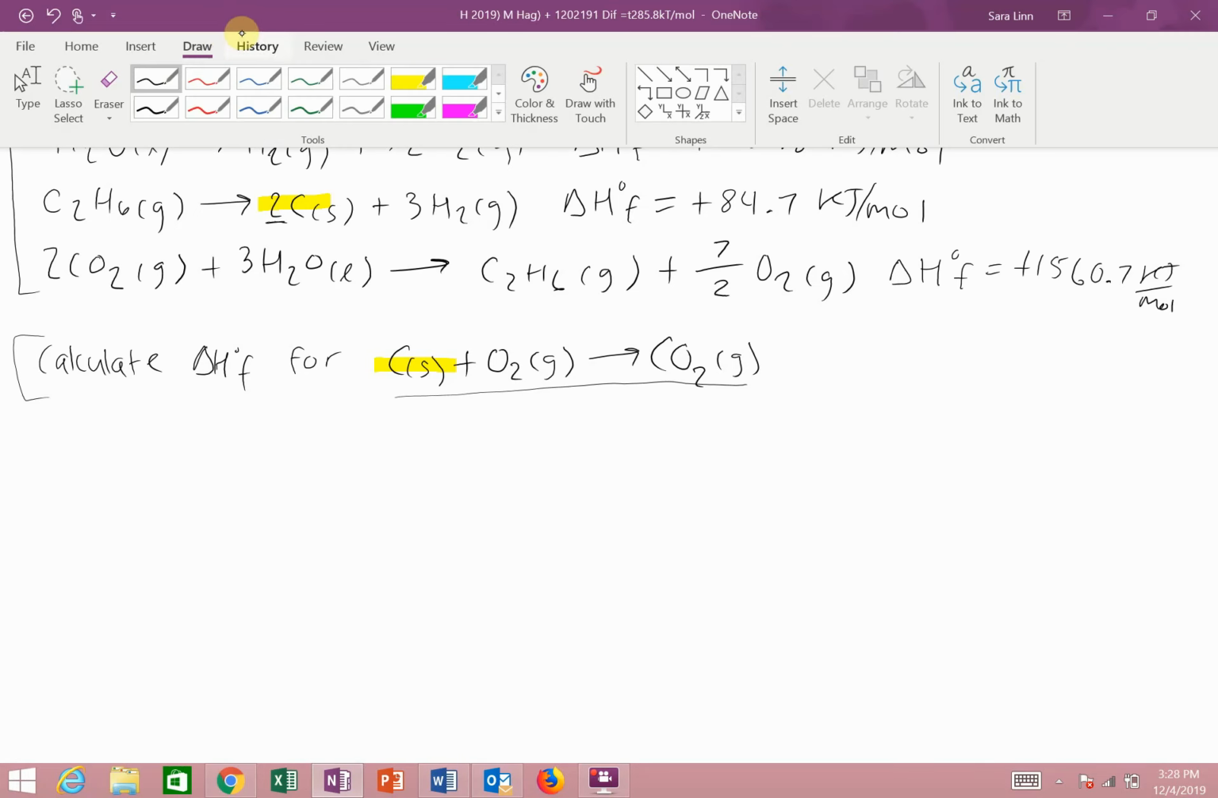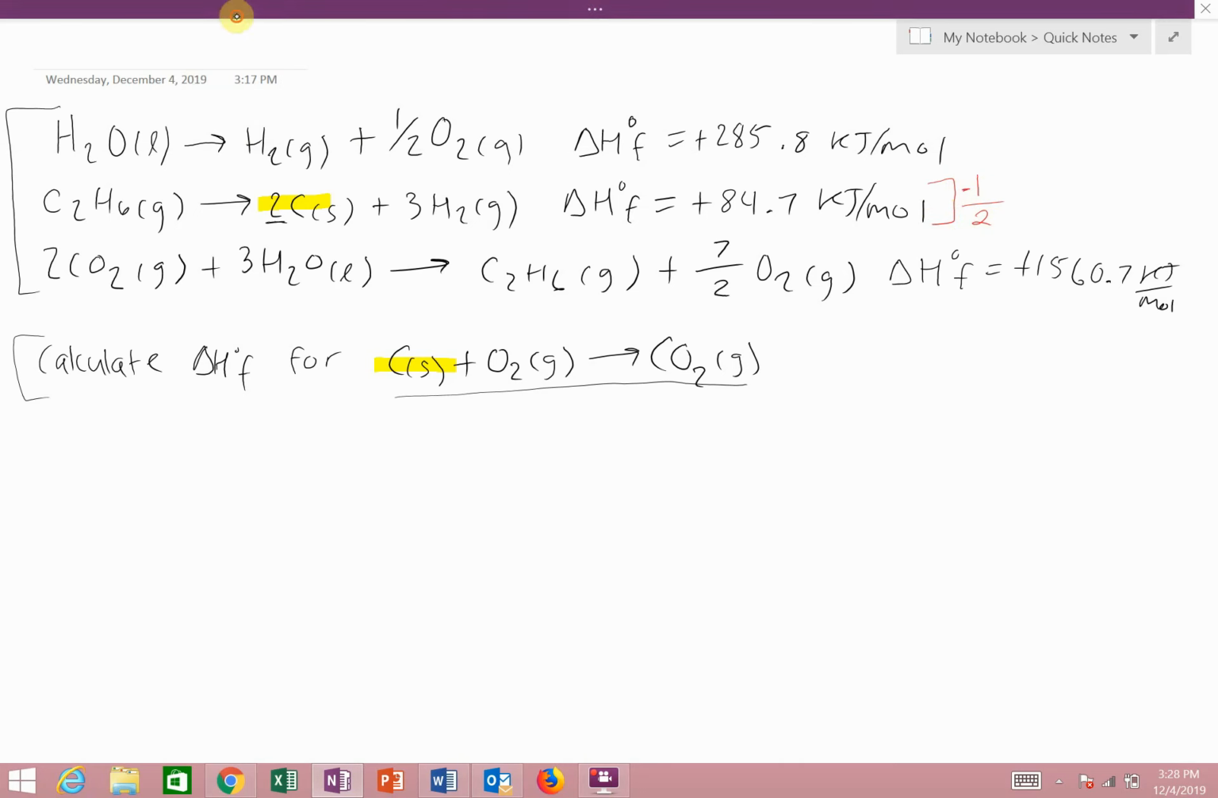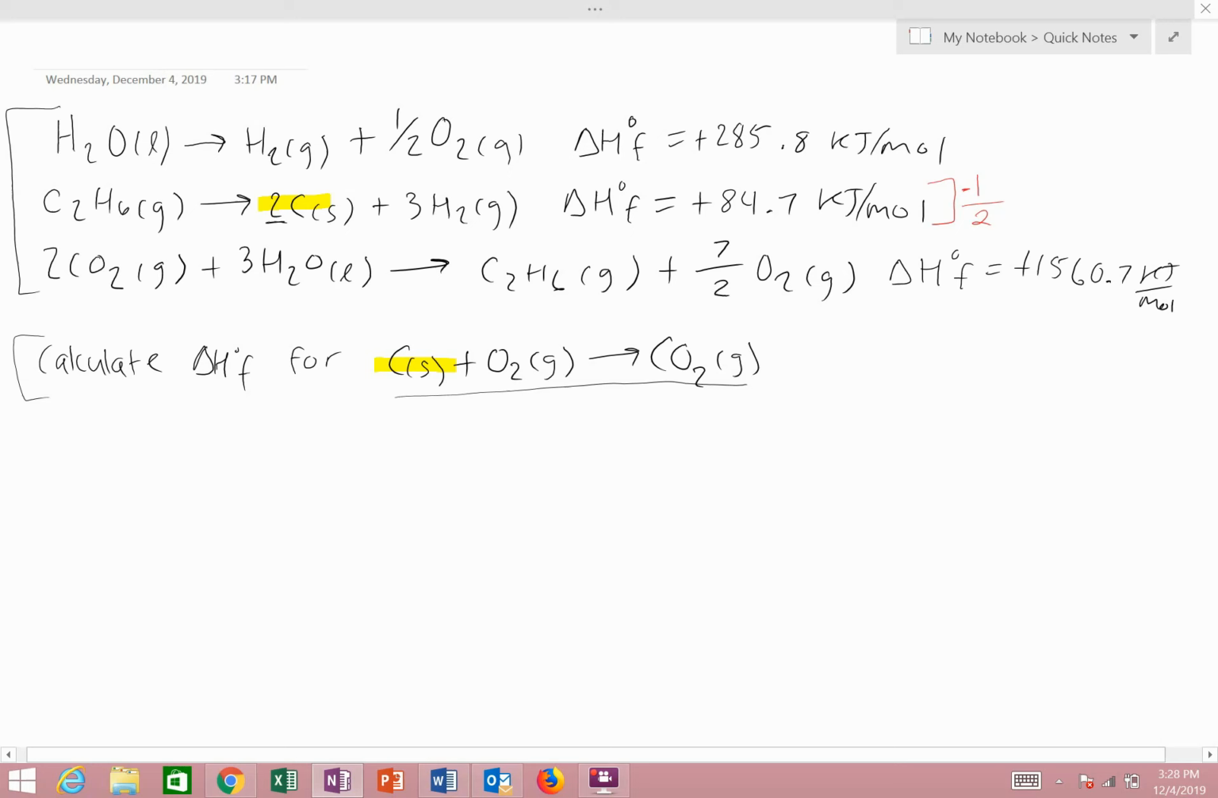Oh my goodness, this is not working. We need to take this equation and divide by 2, so in other words, multiply by half, and also we need to flip it, so we multiply it by negative 1/2. That way we flip the equation and we get rid of the 2. And so our new equation now is going to be half of C2H6 gas. Oh, I'm sorry, we have to flip the equation also. Hold on. So that should now be a product instead.